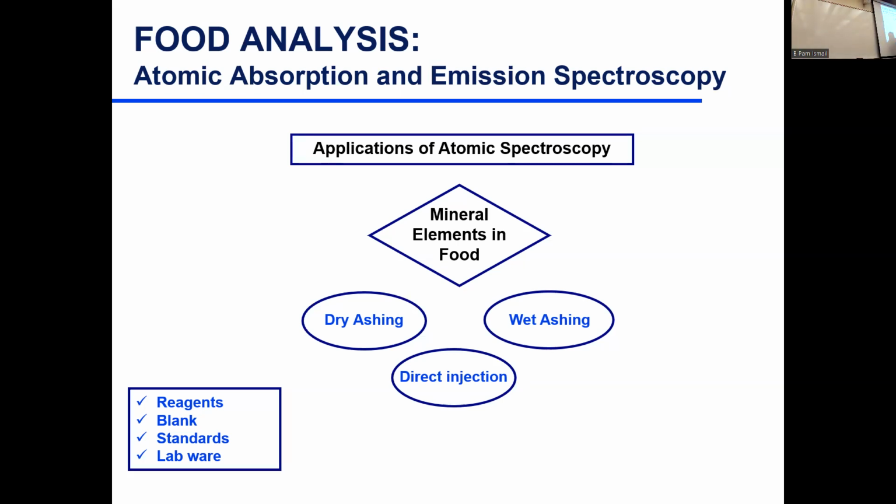So we need ashing, either dry ashing or wet ashing. Wet ashing is done with concentrated acid. During the ash analysis lecture, this will be explained in more detail: instead of putting them in a furnace at really high temperature, 450, 500 degrees Celsius, you might have some, iron, for example, is volatile. You might have underestimation of iron when you do dry ashing.